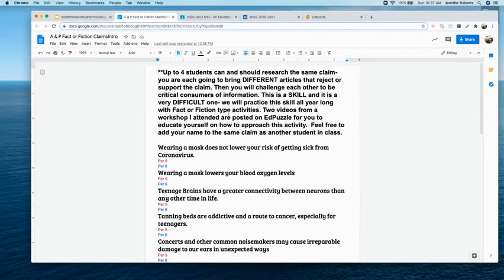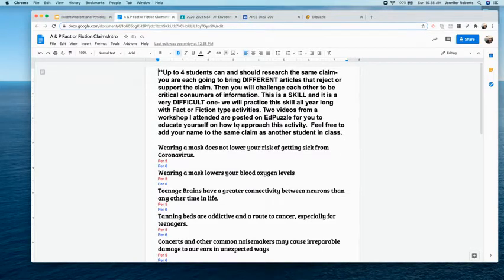So one of the new Ed Puzzles that we're going to go live with is a workshop that I took two parts of and broke it down into pieces so we could practice this skill. It is not easy. Most of our society does not do this skill well. So we are going to practice it all year long.